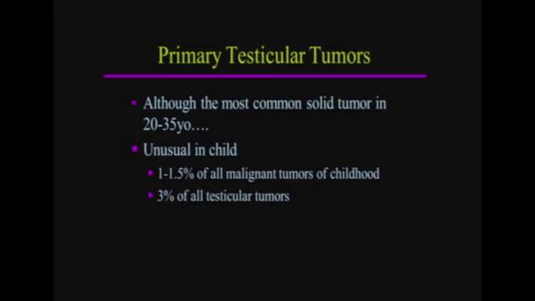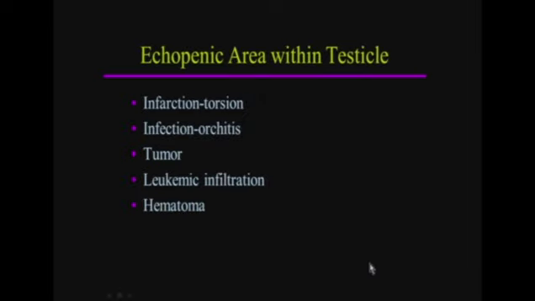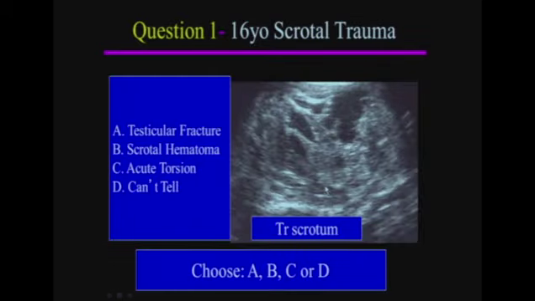Although the most common solid tumor in 20 to 35-year-olds, testicular tumors can occur in children, but they're extremely unusual. 1 to 1.5% of all malignant tumors of childhood are testicular, and 3% of all testicular tumors will occur in children. Echopenic areas within the testicle may include infarction, torsion, infection, orchitis, tumor, leukemic infiltration, or hematoma.